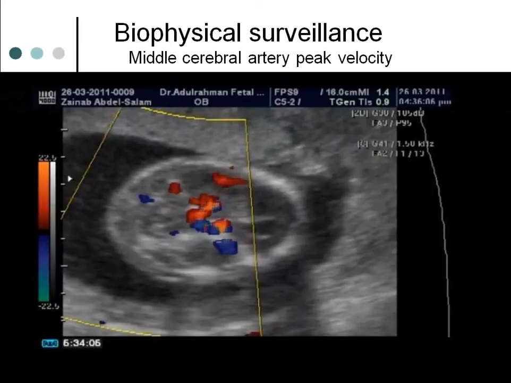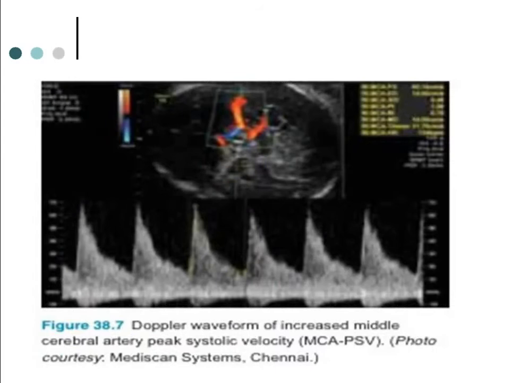So this is how the Doppler study is done. What you are seeing is the head, the cranium, and in the cranium, you are seeing the blood vessels, the red and blue. Red doesn't mean artery, and blue doesn't mean veins. Basically, the red is the blood coming towards the transducer, and blue is the blood going away from the transducer.